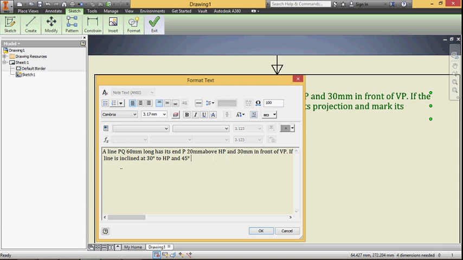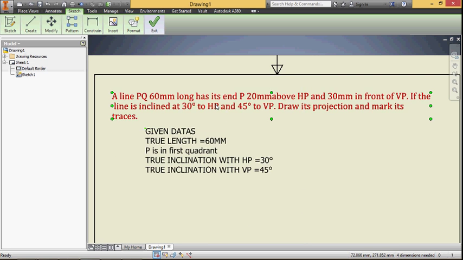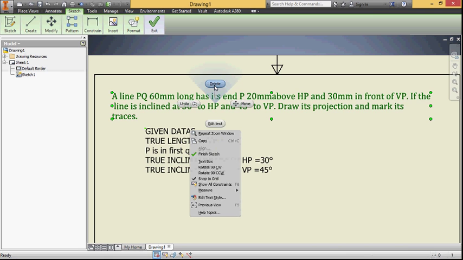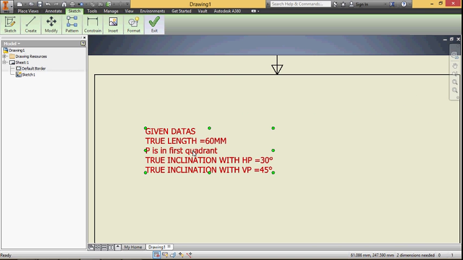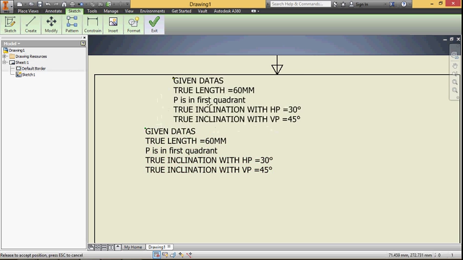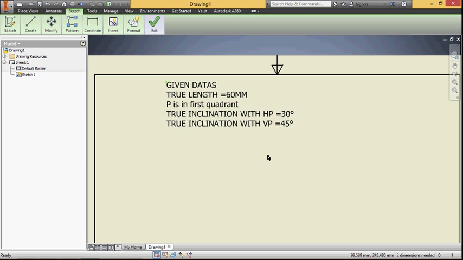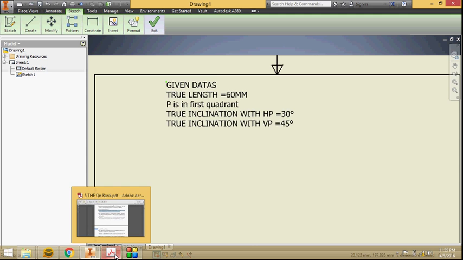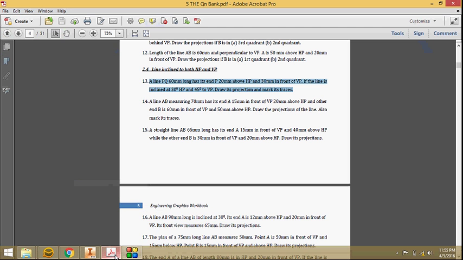So these are the given datas. The true length is 60 millimeter. Point P is in first quadrant, and the true inclination with HP is 30 degree, and true inclination with VP is 45 degree.